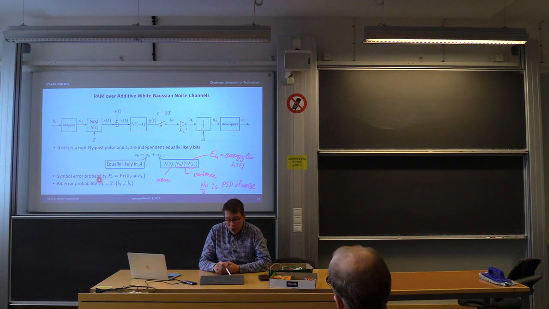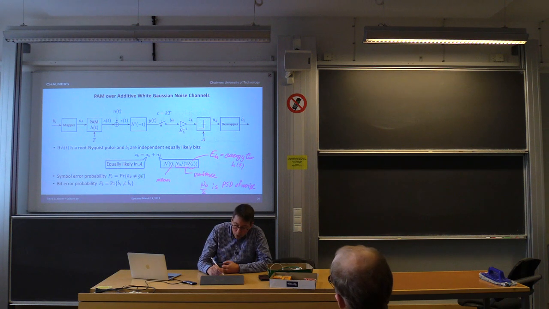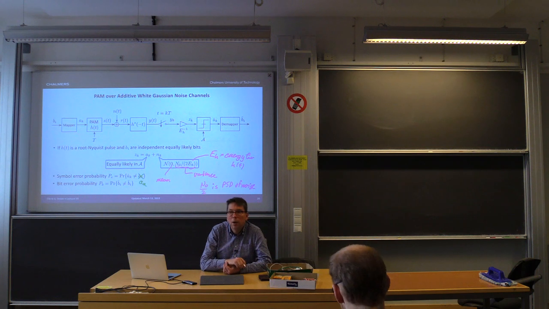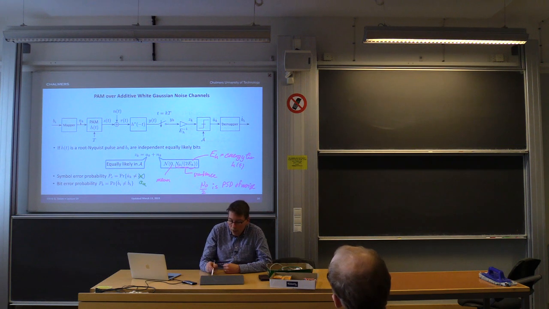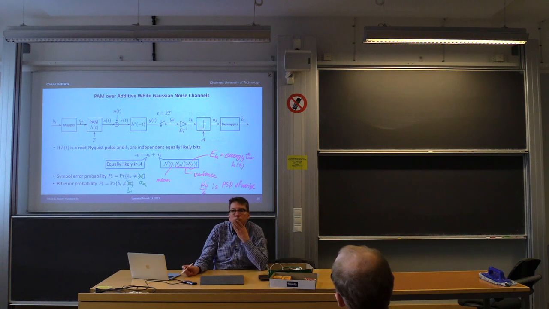And then one can compute the symbol error probability, which is the probability that A hat K, which is the decision on the kth symbol, where K here is the time index, is not equal to A_K. Sorry, it should be A_K here, of course, not the hat. So this is the probability that we make a symbol error. And then we are also interested in the probability that the output bit is not equal to the input bit, and that's the bit error probability. Same typo here, B_I. Sorry.